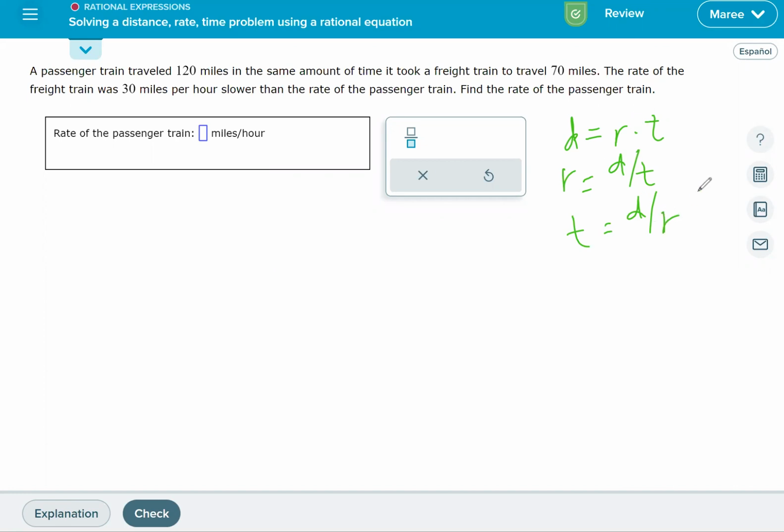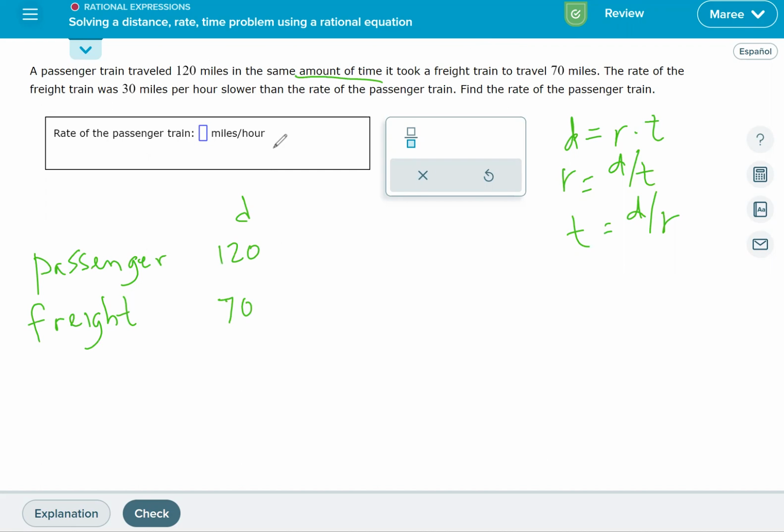Okay, a passenger train traveled 120 miles in the same amount of time. Yep, so same amount of time. That means we're going to be doing distance divided by rate equals distance divided by rate. A passenger train, and in the same amount of time, a freight train. The passenger train traveled 120 miles, so that looks like the distance. The freight train traveled 70 miles. The rate of the freight train was 30 miles per hour slower than the rate of the passenger train.